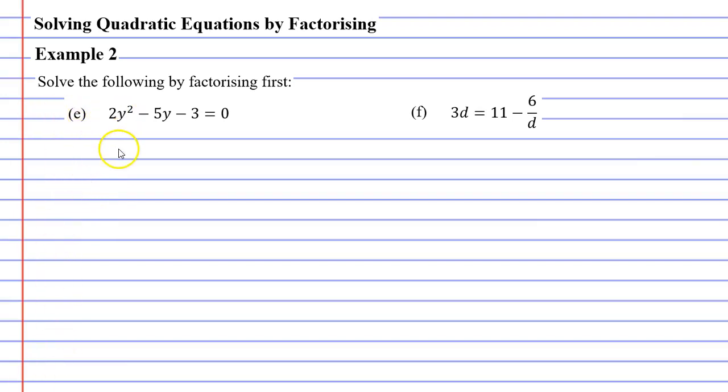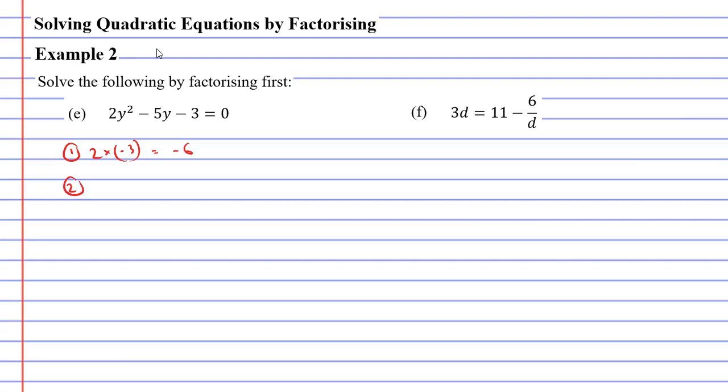All right, let's now move on to question E. Here we have a non-monic quadratic. And it's non-monic because when you look at the y squared, it's got a number to the left that is not 1. It's a 2. So what do we do when we have a non-monic quadratic? Well, there are several steps that we need to follow. First of all, we need to take the 2 to the left of the y squared and multiply it by the negative 3. That's our first step. So 2 times negative 3 will give us negative 6.